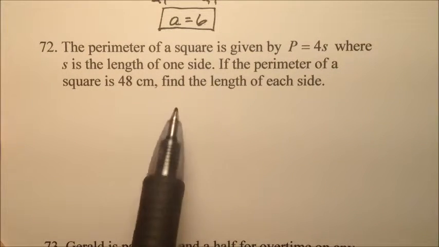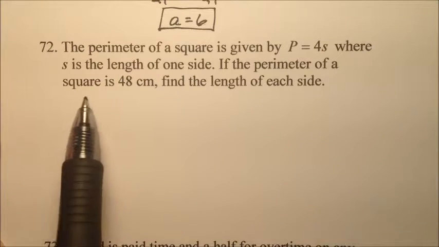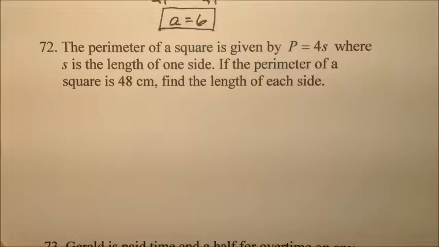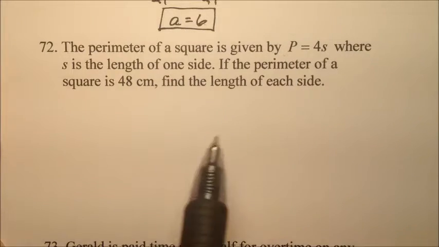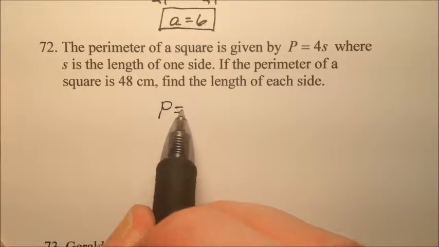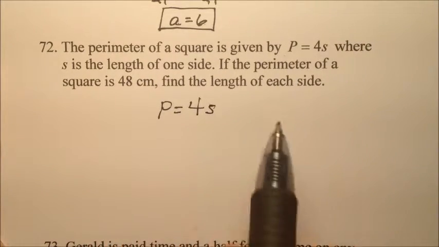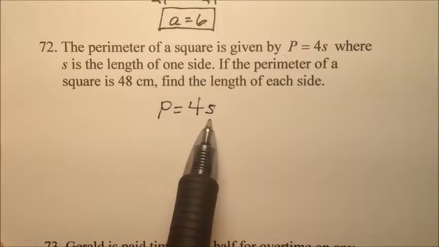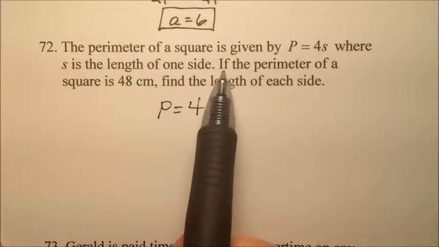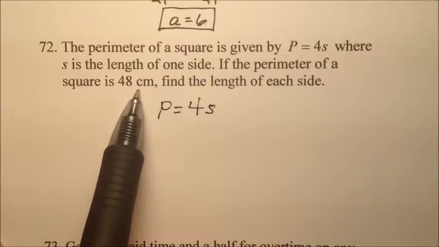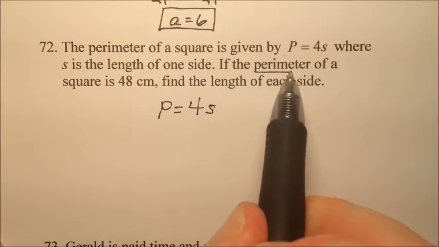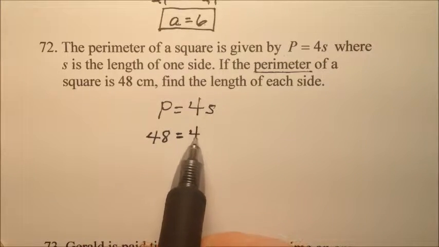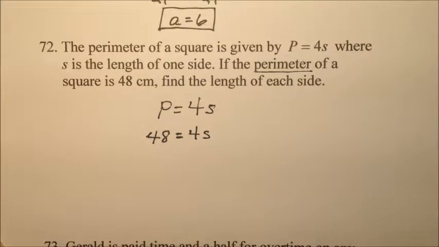is the length of one side. So if the perimeter of a square is 48 centimeters, we're going to find the length of each side. In this case, we're actually given the equation already, P equals 4S. And so we have 2 variables. We have P for the perimeter and S for the side length. The question says the perimeter of a square is 48 centimeters, so we're given the perimeter, so we can put this 48 in for the P, and we say 48 equals 4S.